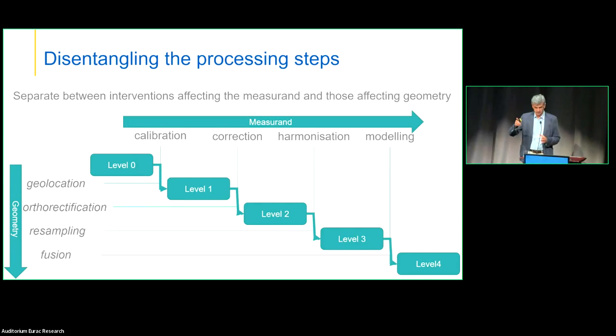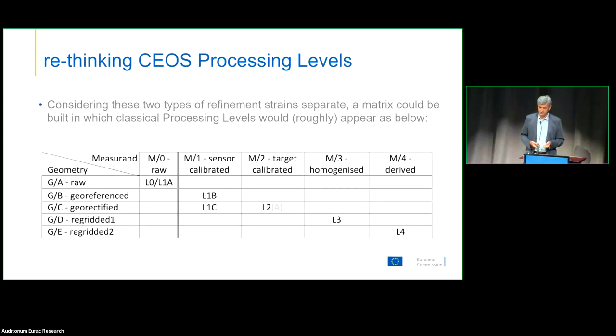The one is the development of the measurement. So just strictly speaking, what do we do to the parameter as we process it along, and the other one is the geometry. So what do we do to the sample that we originally have taken with the sensor, and it ultimately ends up in some spatial unit that has a usage for the customer, for the user. And if you see it like that, of course the idea would be to build a matrix.